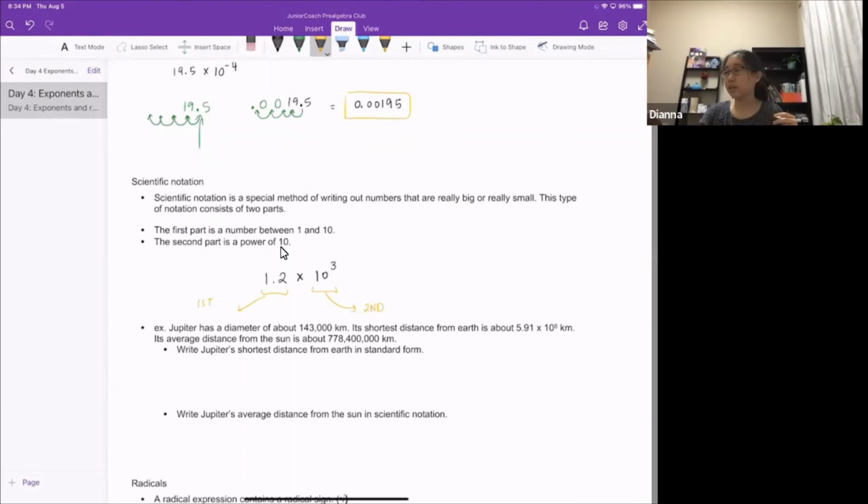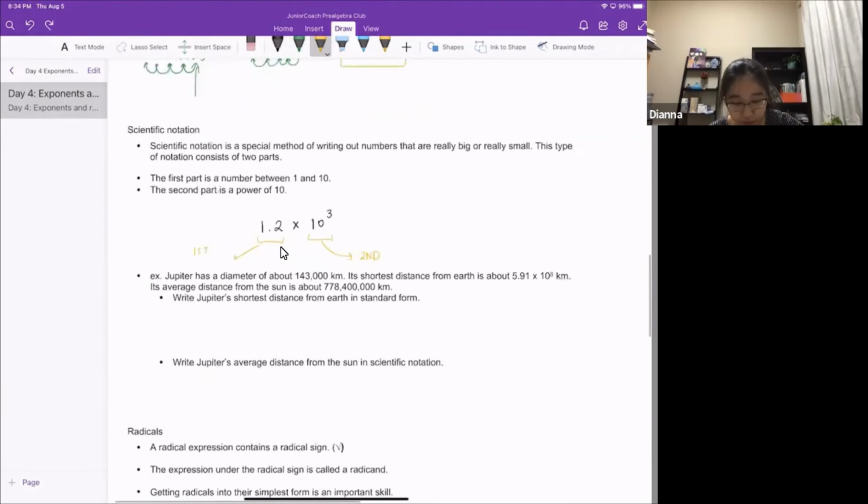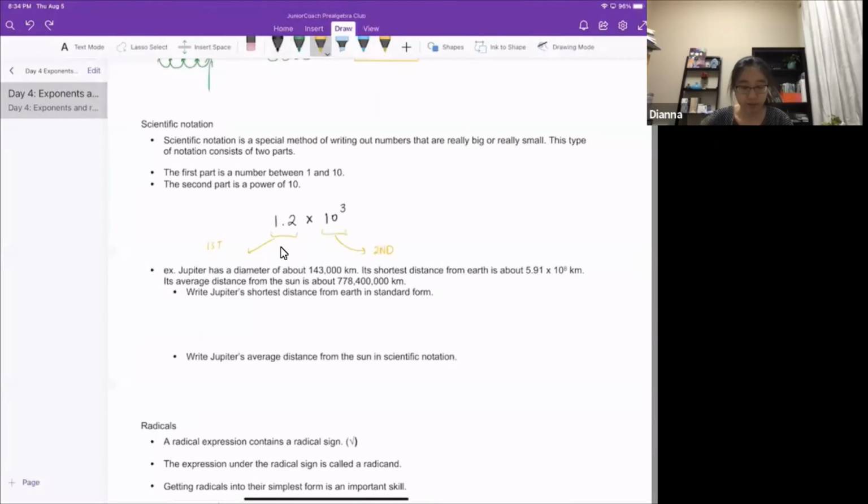So basically, we want to be able to flip between scientific notation, which is this thing, and normal numbers, which is writing out all the zeros. So here we have a nice problem to show us how to do that. Jupiter has a diameter of about 143,000 kilometers. Its shortest distance from the Earth is about 5.91 times 10 to the 8th kilometers.